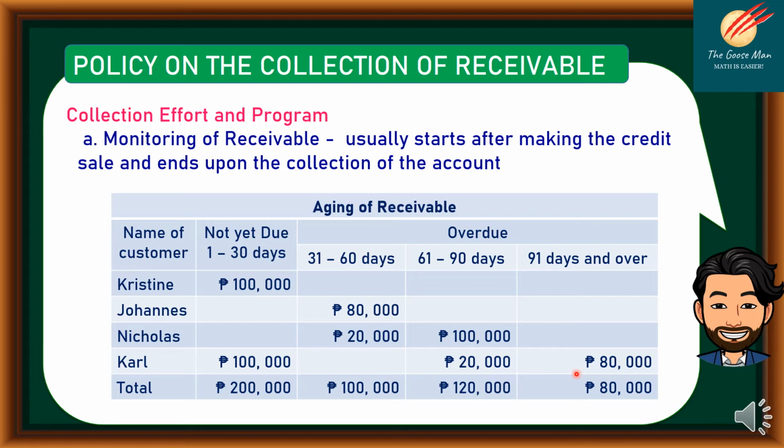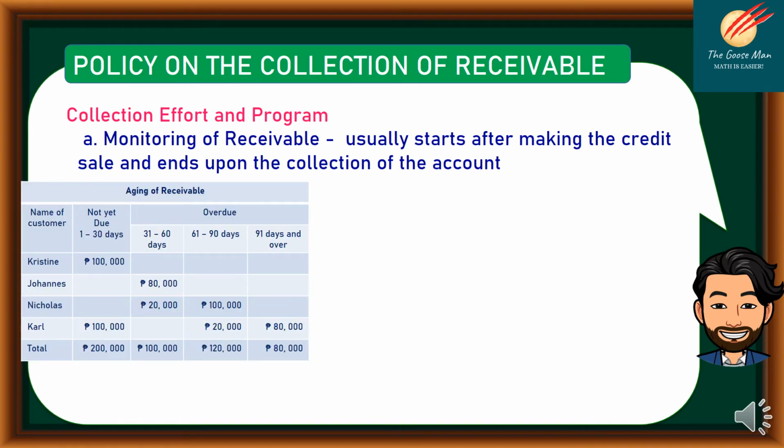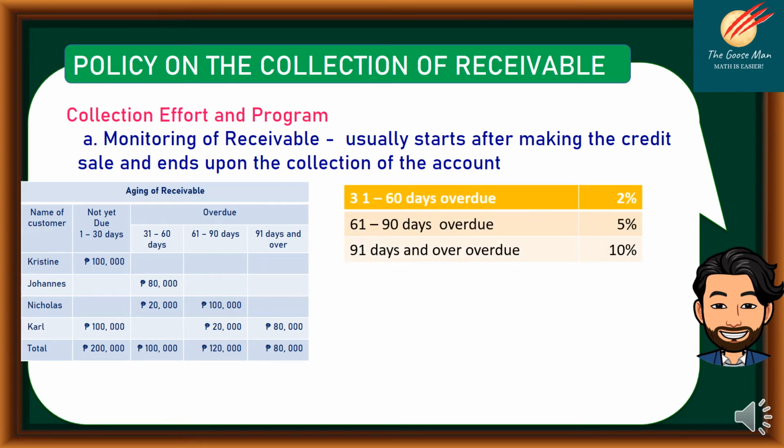So take note that preparation of aging schedule may also assist the business in determining the expected amount of doubtful or bad debts account. Based on a certain percentage from the previous year's experience, the business assigns a percentage of bad debts. For example, for 31 to 60 days overdue, we have 2%, 61 to 90 days overdue is 5%, and 91 days and overdue is 10%.